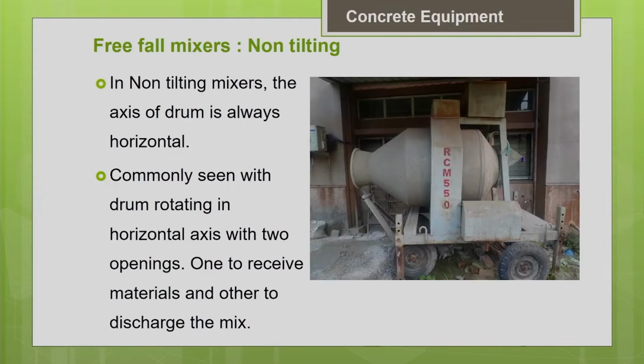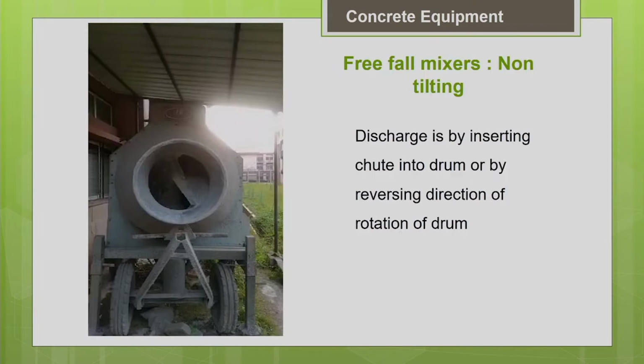Okay. So, the next is about the free fall mixers, non-tilting type. Here I cannot change the angle of inclination of the drum. You can see that the axis of the drum is always horizontal. Commonly, you can see this with two openings, one for feeding in the material and one for discharging the concrete out. So this is a common configuration you can see for the non-tilting type. You can discharge the concrete out by inserting a chute into the opening.